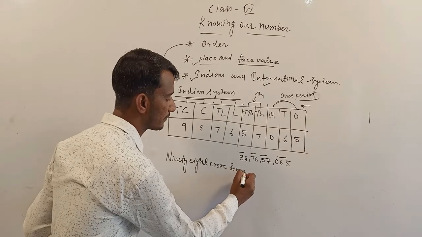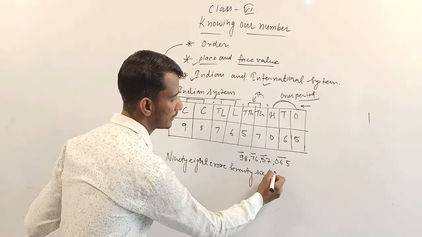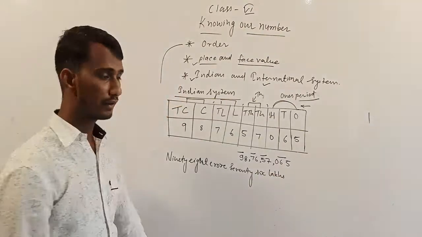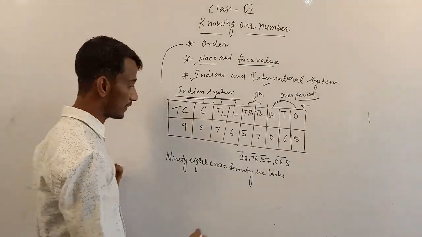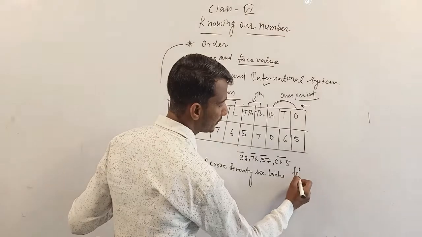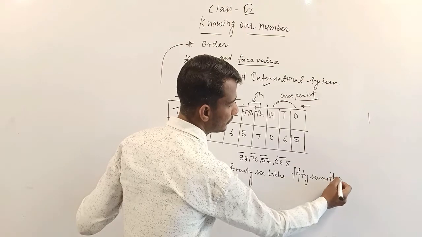Next period is lakh. 76 lakh. Next period is 57. 57. Okay. So we write here 57,000.